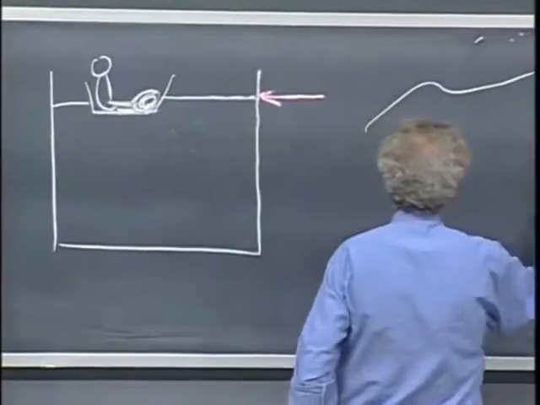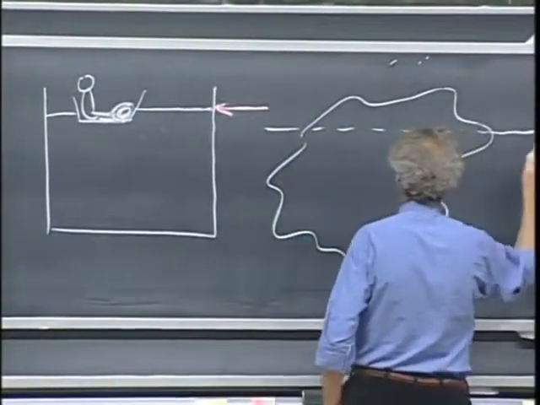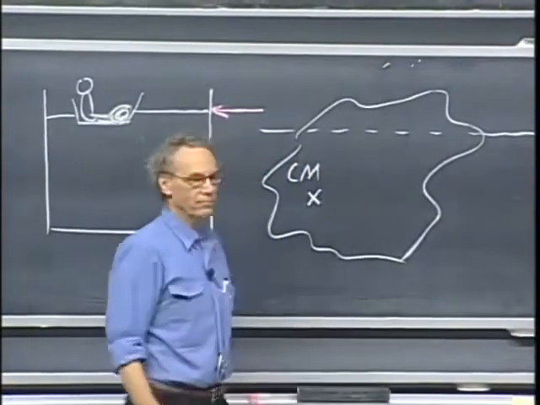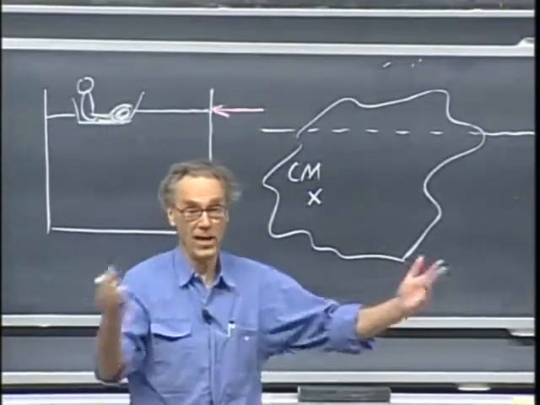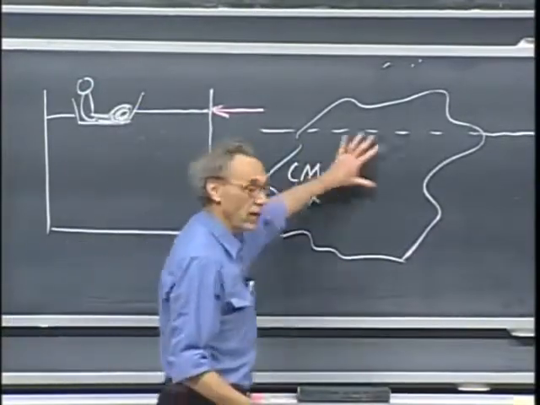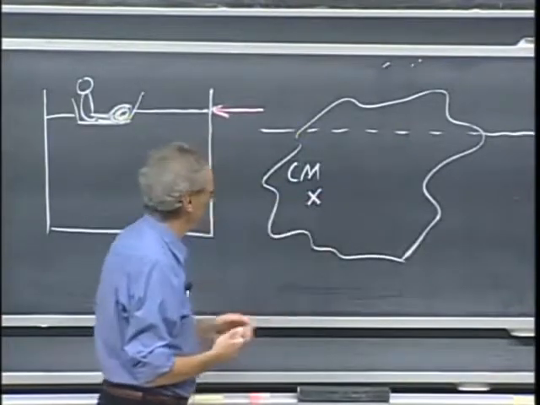Suppose I have an object here which is floating in water. Here's the waterline. And let here be the center of mass of that object. Could be way off center. Could be an iceberg. Could be boulders. Could be rocks in there. Right? It doesn't have to be uniform density. The center of mass could be off the geometric center.